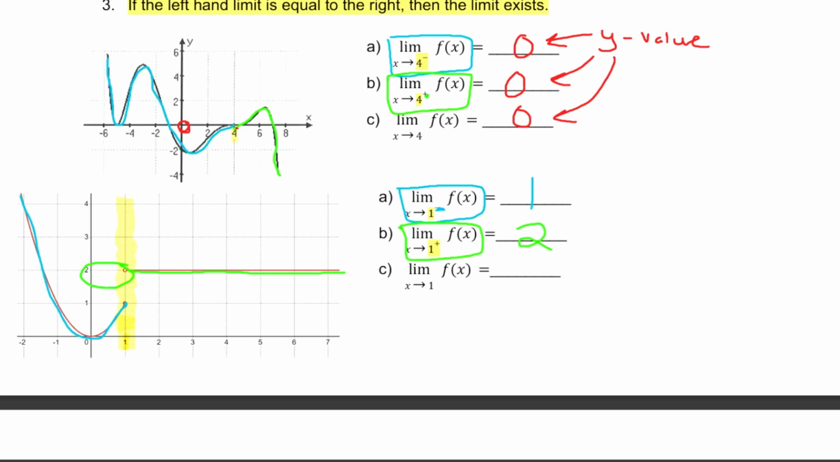Since the left-hand limit and the right-hand limit are different, the limit does not exist. Remember, both sides must approach the same value for a limit to exist.